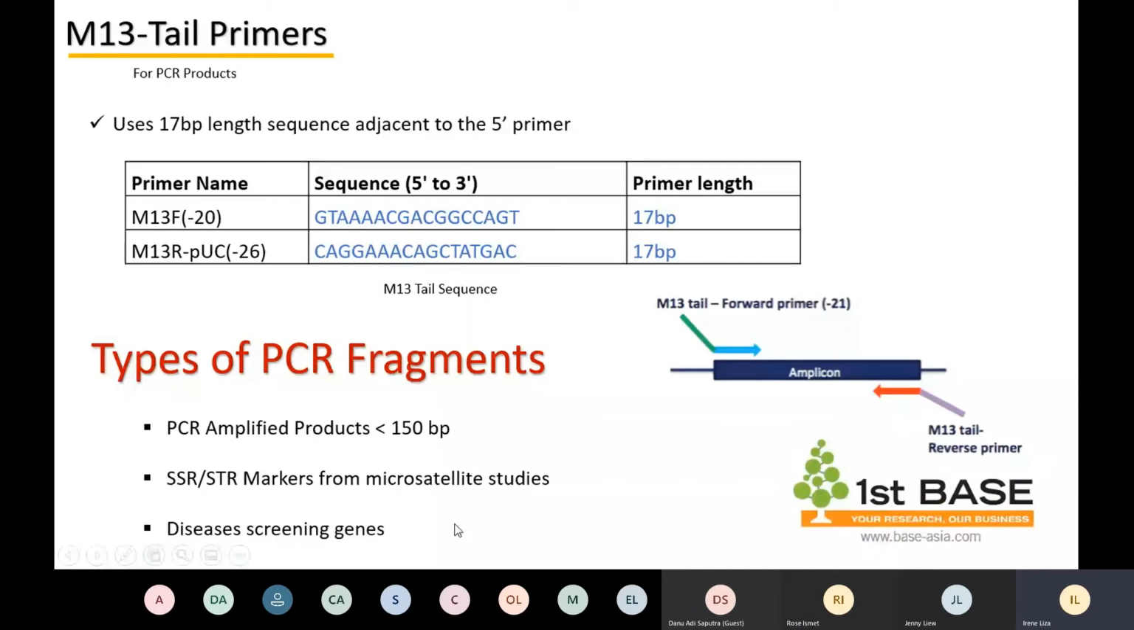So what type of PCR fragments can we use? Basically any fragment size that is less than 150 base pair. If you are doing microsatellite studies, then you can use SSR or STR markers. SSR is short sequence repeat and STR is short tandem repeats. And if you are screening for disease genes, you can also use M13 tail primers.